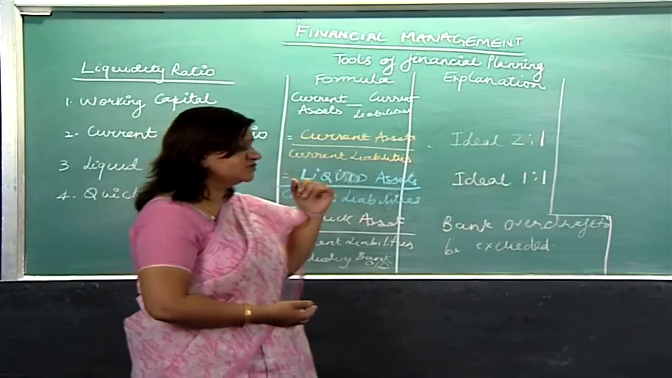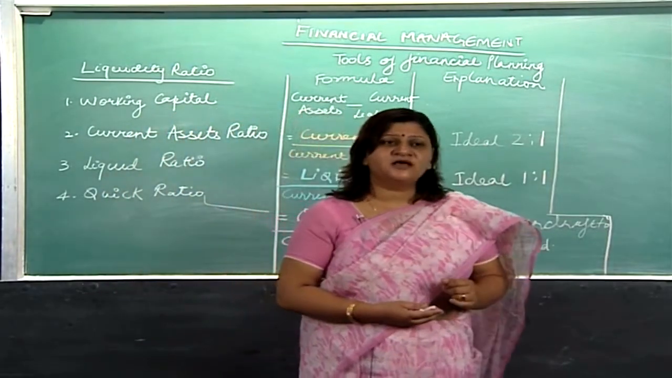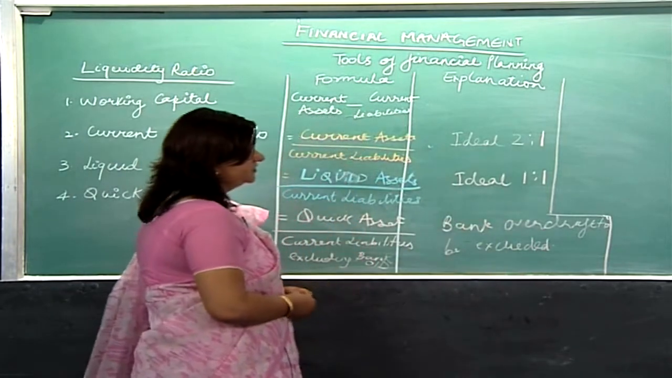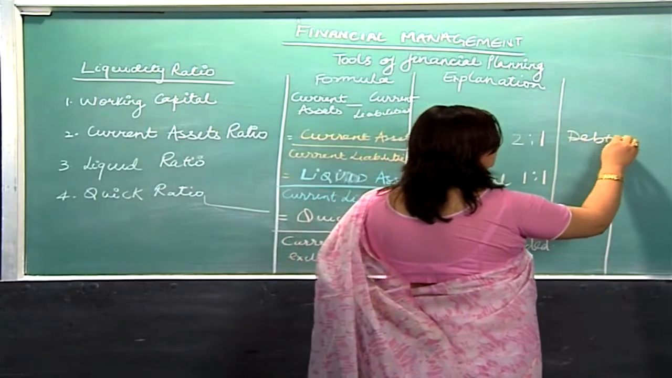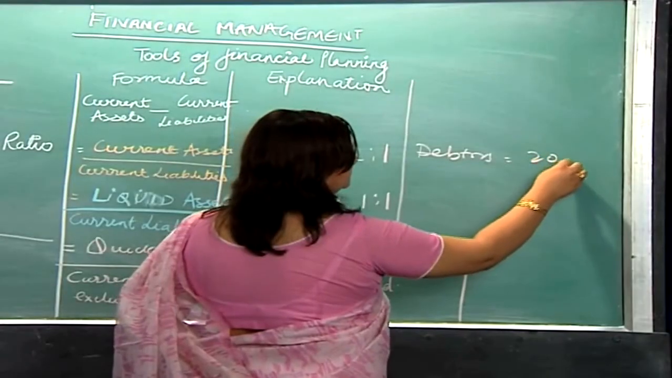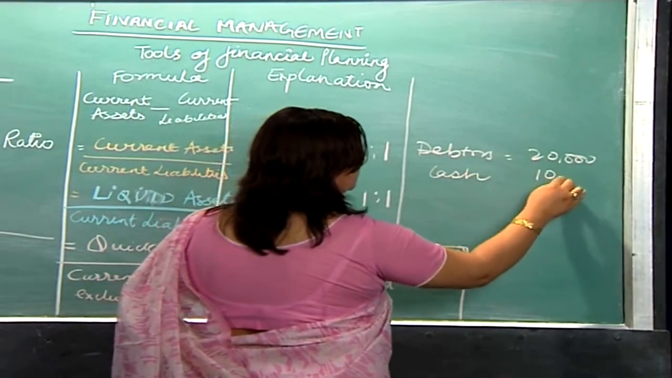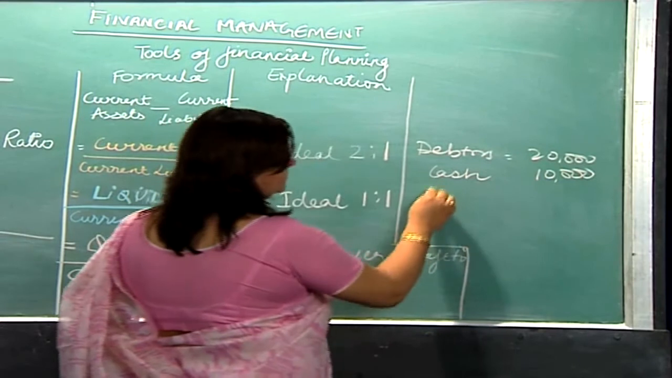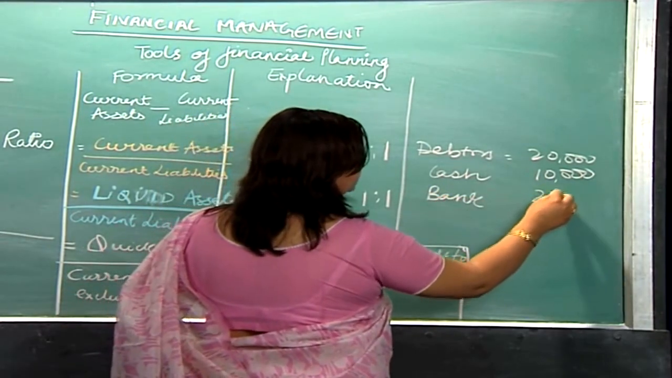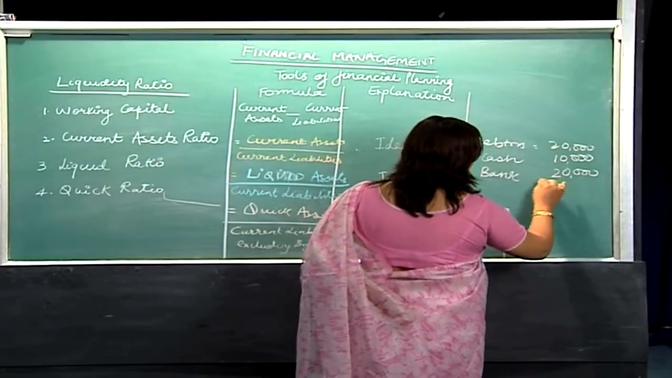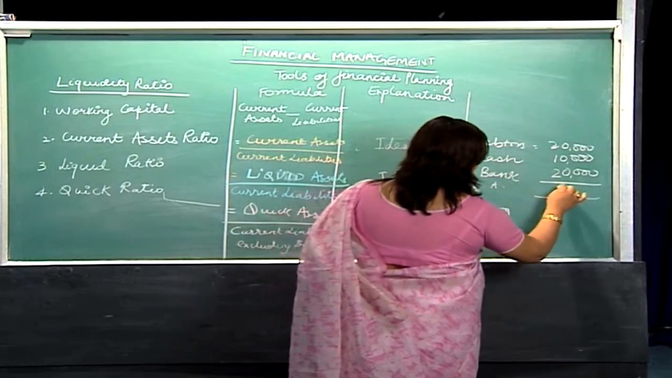Its ideal is 1:1. That means, let's see the example. If the liquid assets are given as debtors 20,000, cash 10,000, and bank balance as 20,000. So our liquid assets will be 50,000.